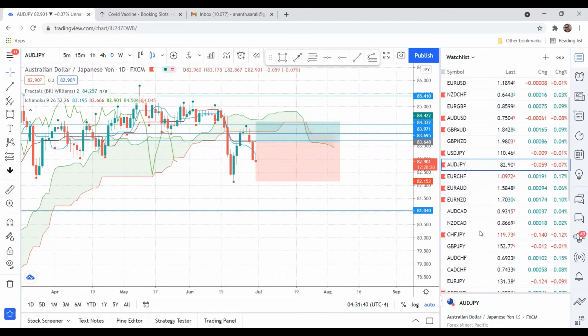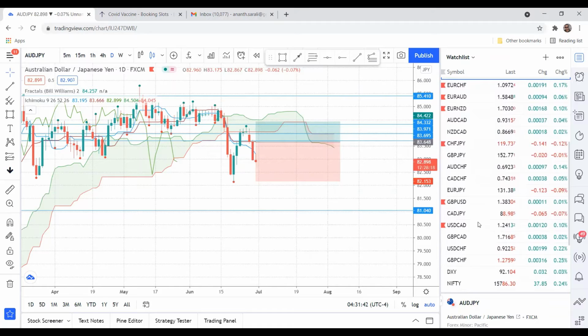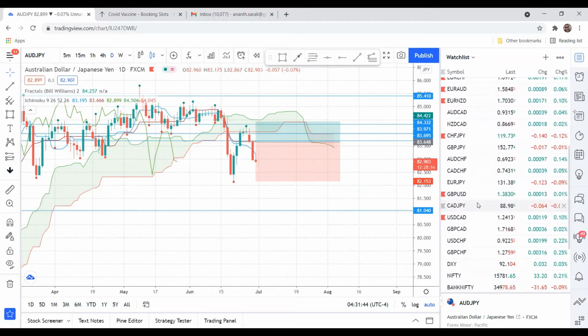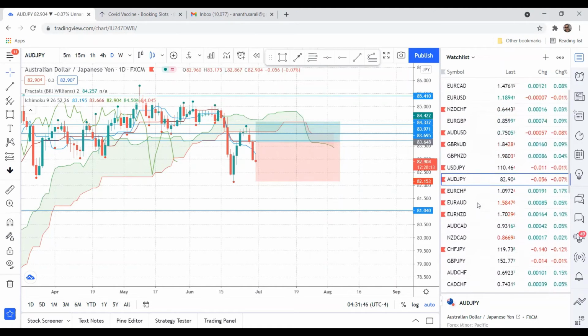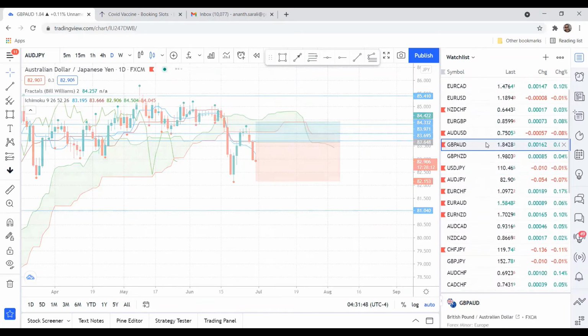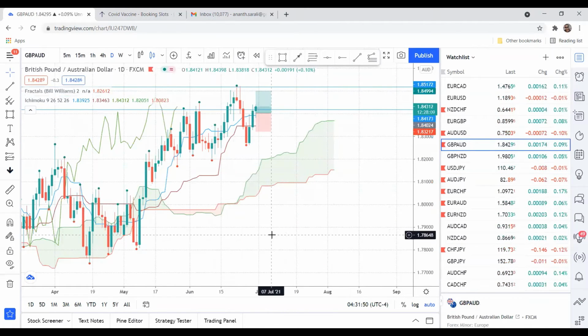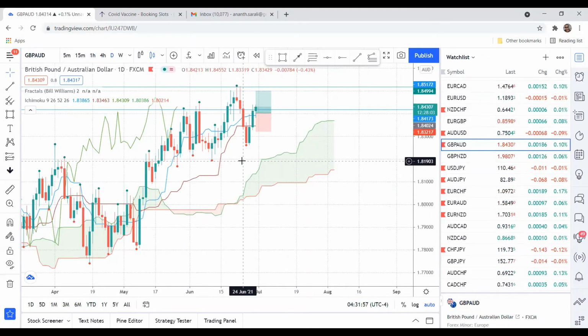If you see even this one, I have another trade, but this is only on a demo account. I didn't trade it in the actual account. So this is the British pound against the Aussie dollar. Here also, why I didn't trade this one is it bounced from the Kijun Sen.